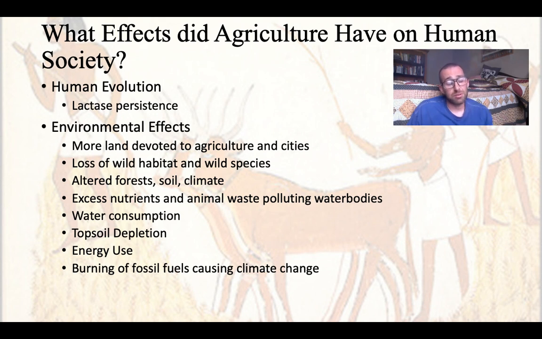As part of agriculture, at least historically, we have a lot of excess nutrients and animal waste products that can pollute water bodies. It takes water consumption to grow our crops. A big issue is topsoil depletion. We'll talk a little bit about that later. It takes energy use, and now we have the burning of fossil fuels causing climate change, all related to some aspect of agriculture that is having an effect on the environment.